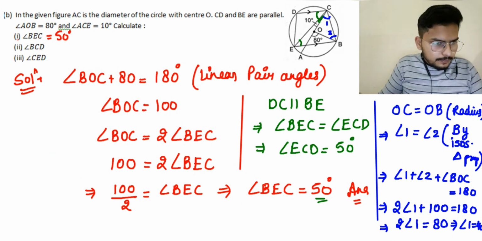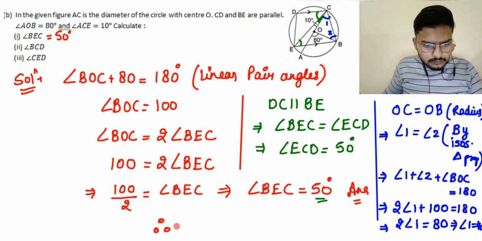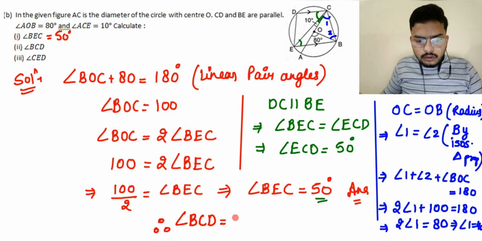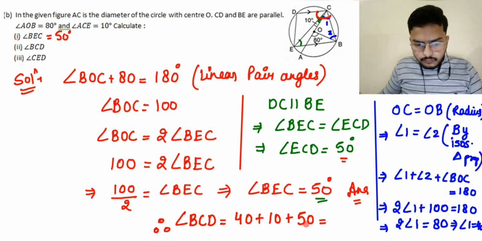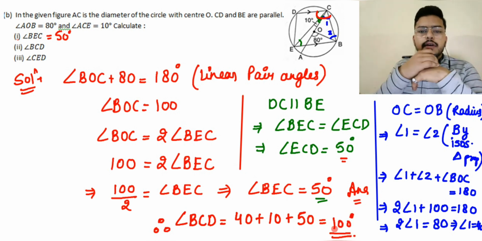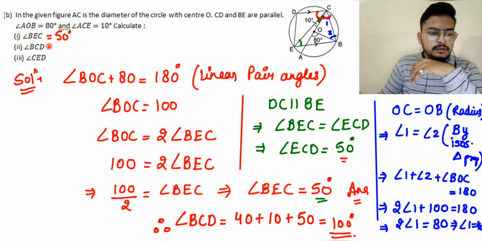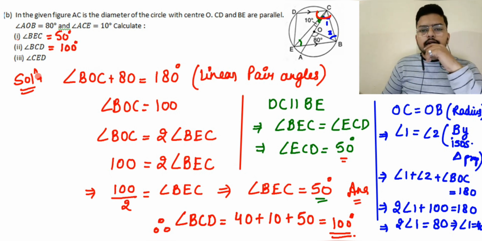Therefore angle BCD, this whole angle, will become angle 1, which is 40 degrees, plus this small angle which is already given in the question, that is 10 degrees, plus this angle ECD which we already found, which is 50 degrees. So your answer is 40 plus 10, that is 50, plus 50, that is 100. So angle BCD is 100 degrees, right? In this way you can find this particular part, which is 100 degrees.